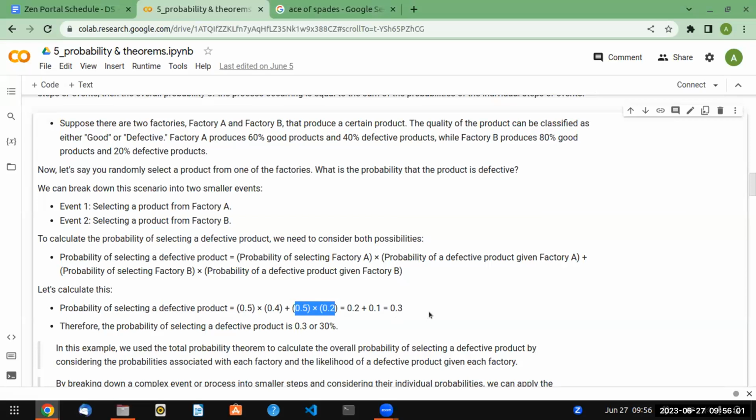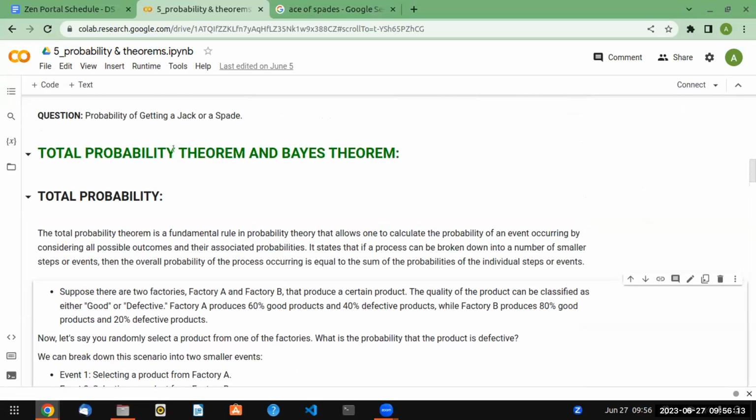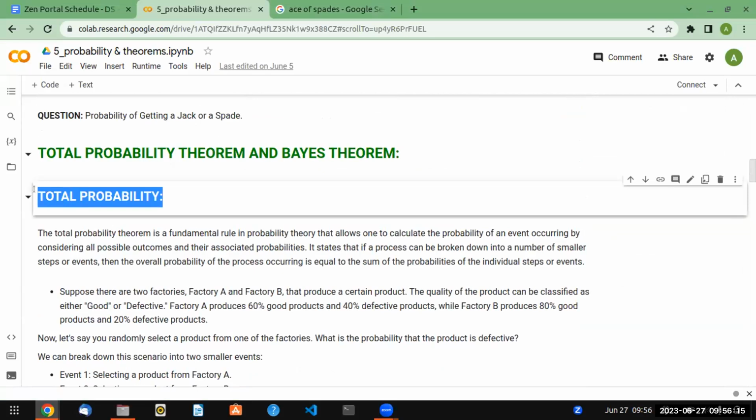So this is a simple example of what? Which theorem are we discussing, guys? Total probability, right? Because that was our first total probability. So whenever I say total probability, break into small events, calculate the small events' probability individually, then sum them up. That will be your total probability of some event.